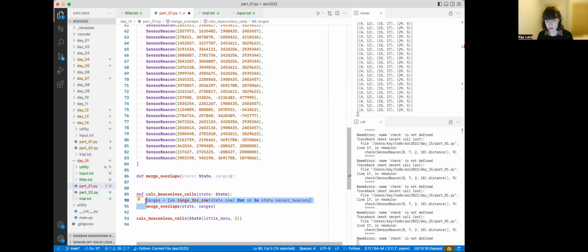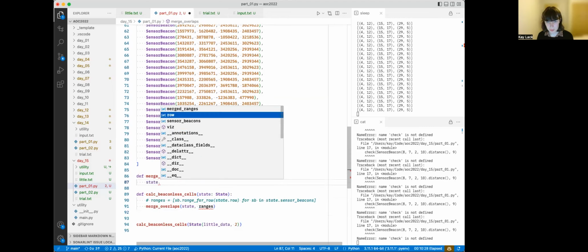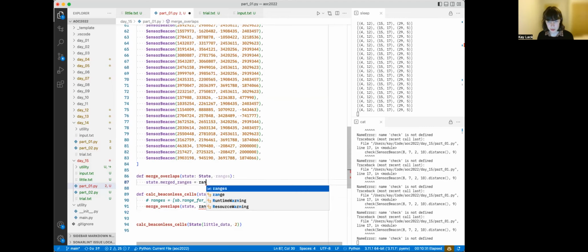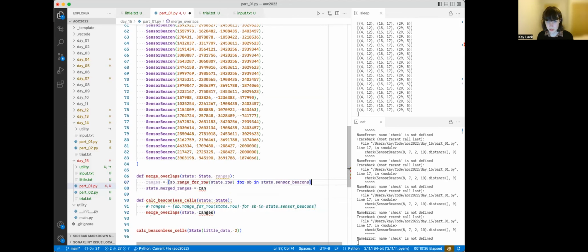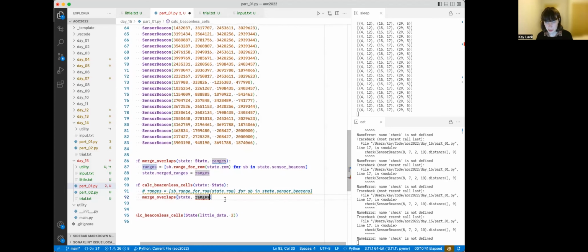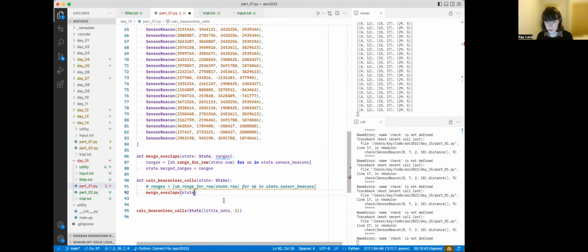I don't even think I need that anyway. Okay, and then we're going to have this first, just make it equal to the ranges, because these are not overlapped, so I can just move ahead with that. So I don't need that, don't need this, and then I want to calculate cells.